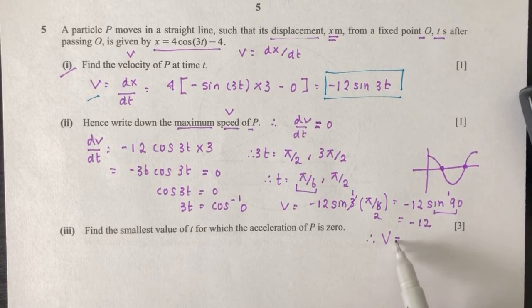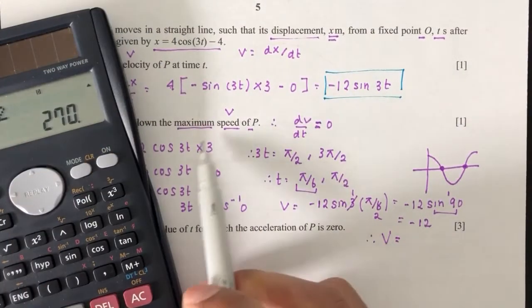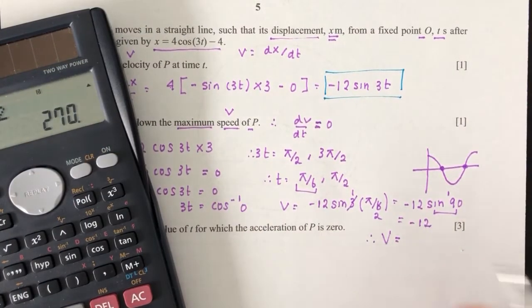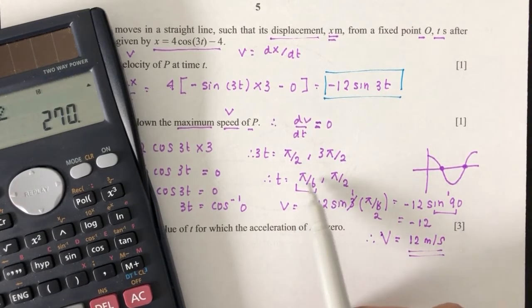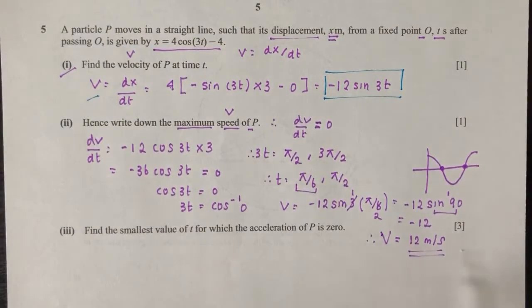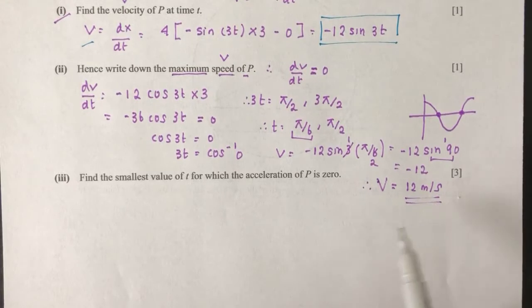So the speed is what? The speed has no direction, so minus doesn't matter. So let's say this is the speed. It will be 12 meters per second. That is the speed at this time. It will be the same for both, so that is okay.